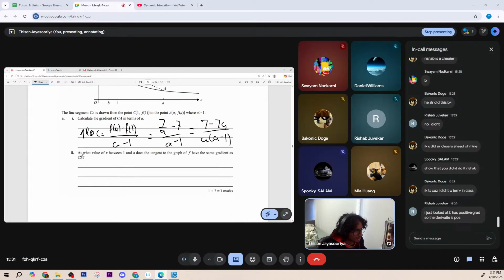Then it says, at what value of x between 1 and a does the tangent have the same gradient as CA? So how can we find out when the tangent has the same gradient as CA? Any ideas? Any thoughts from anyone?